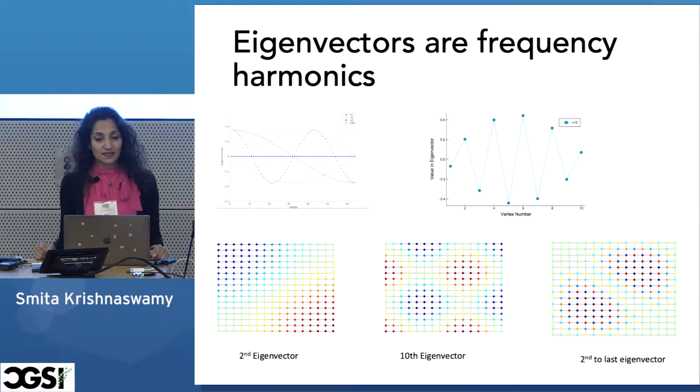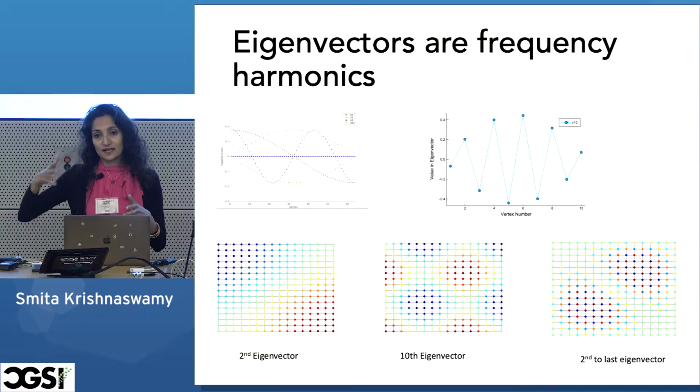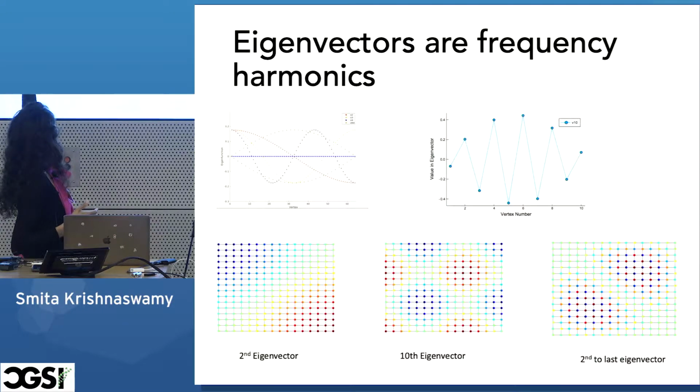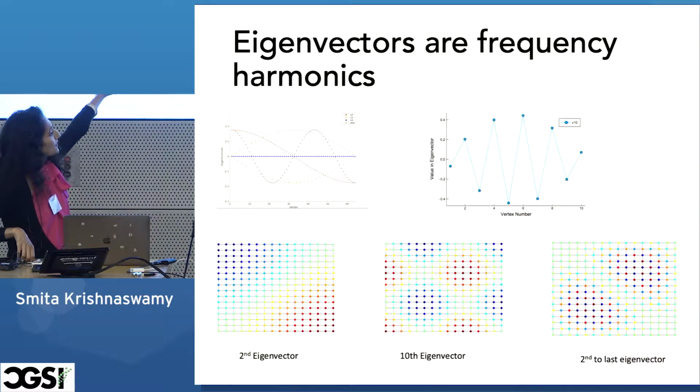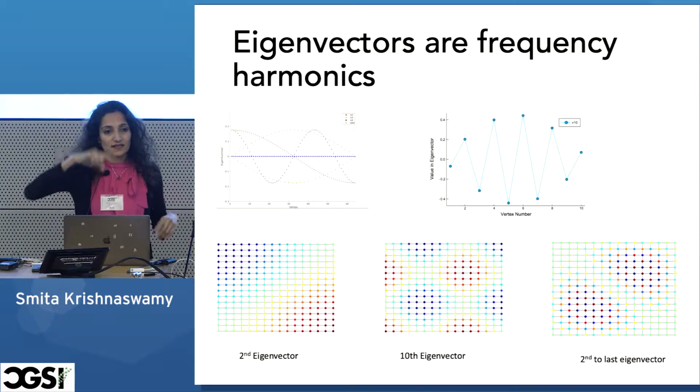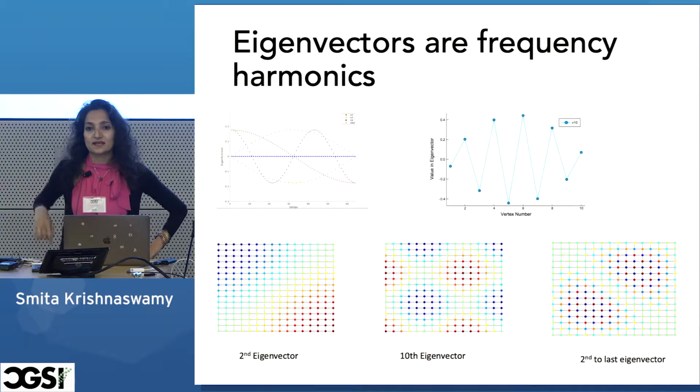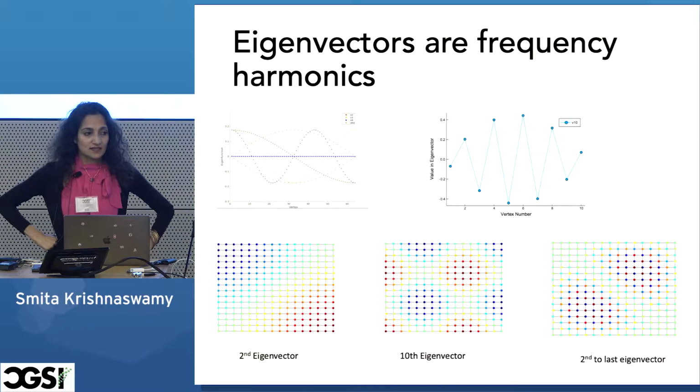So you see that the first or second eigenvector of the diffusion map corresponds to low frequency trends. So you see the value of the eigenvector slowly goes down. And the second to last one is describing a very high frequency trend. So these eigenvectors are giving you frequency harmonics over the graph.